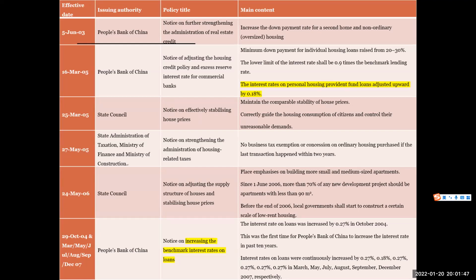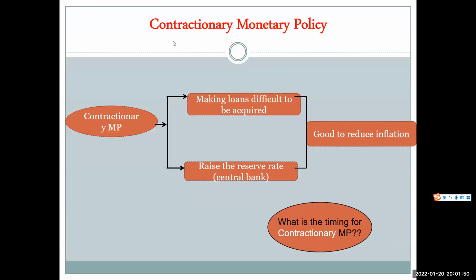So the central government just wanted to control the overheating of the housing market. This is what we call contractionary monetary policy. It is very important in some circumstances for the government to adopt such a policy to control the overheating of the economy and inflation. Of course, this is to avoid some forms of crisis, right? So I think this is the logic of controlling housing price.